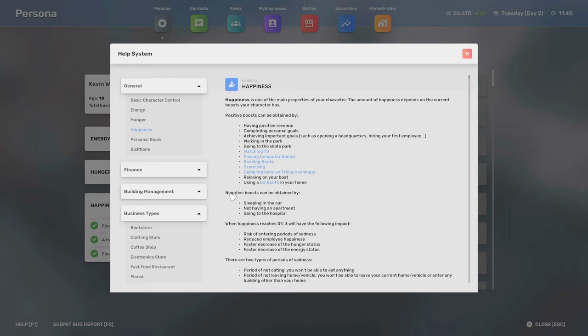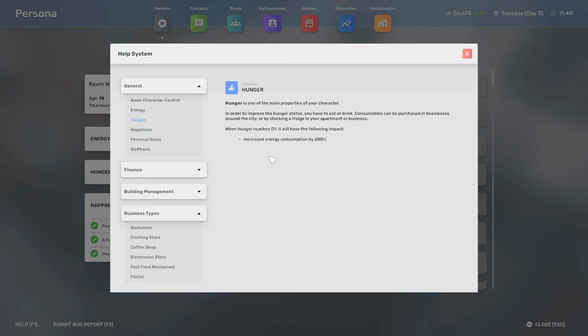These things lower your happiness. These are the risks that will impact your happiness. That will be the impact of your happiness reaching zero. There's a risk of entering periods of sadness, reduced employee happiness if you have employees, faster decrease of your hunger status, and decrease of your energy status.